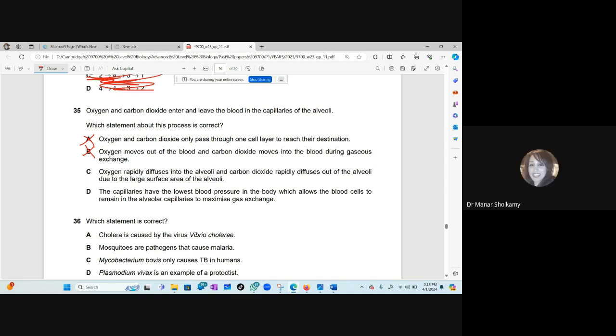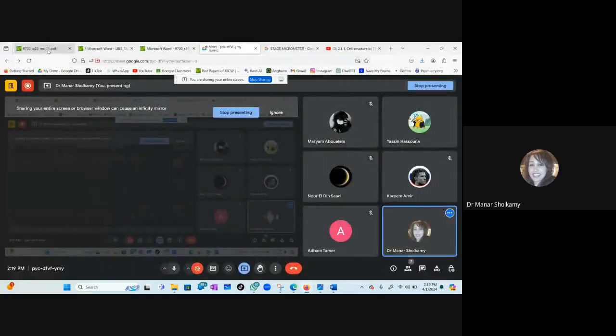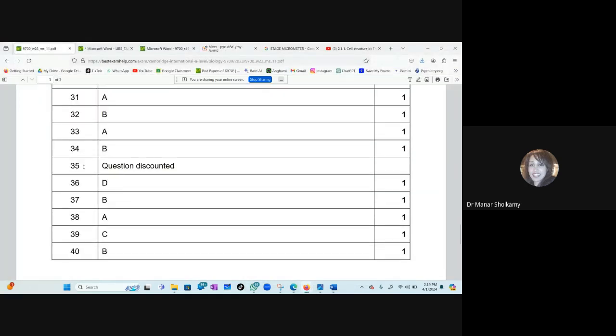Okay, let's look at D. The capillaries have the lowest blood pressure in the body, which allows the blood. Is the capillaries having the lowest blood pressure in the body? It's the veins. In my opinion, it's C. Let's look at the mark scheme. Oh, 35 is also discounted.